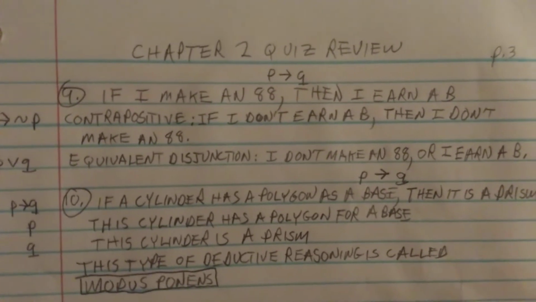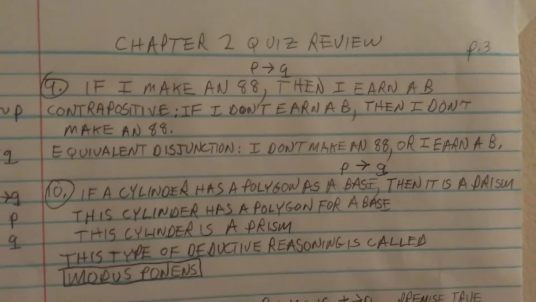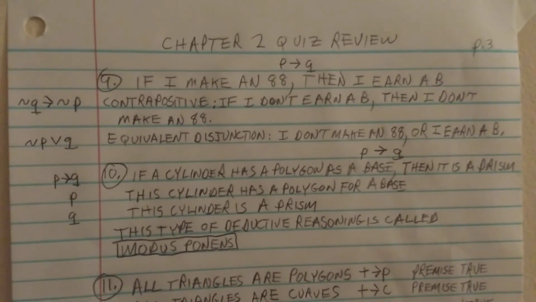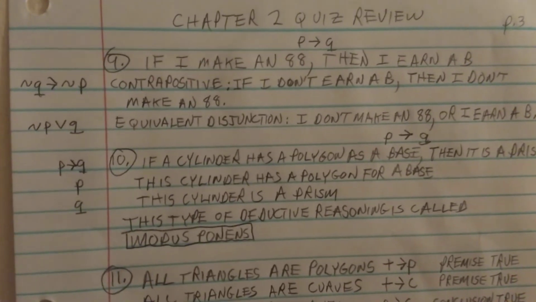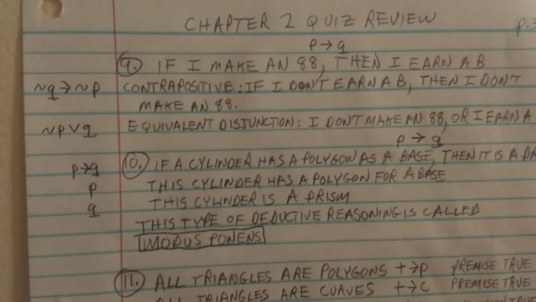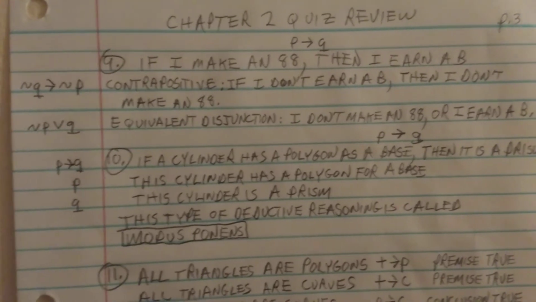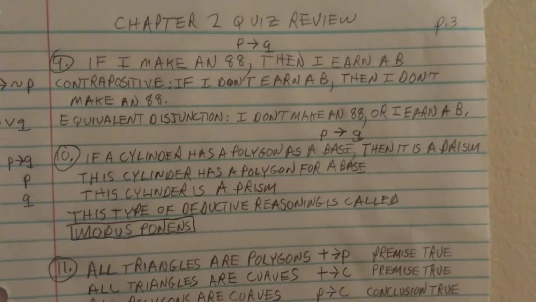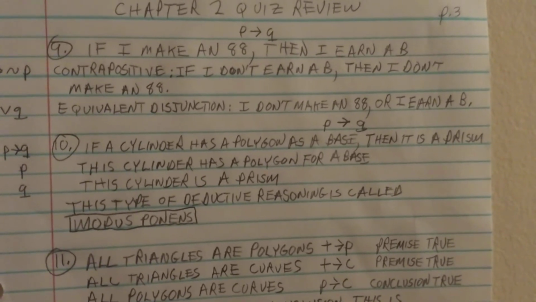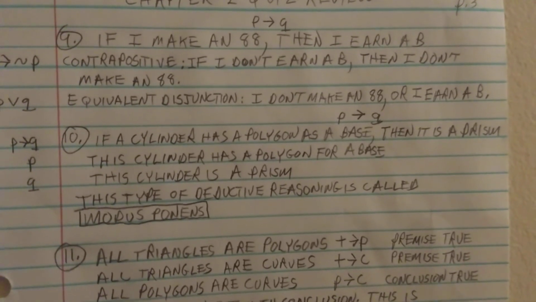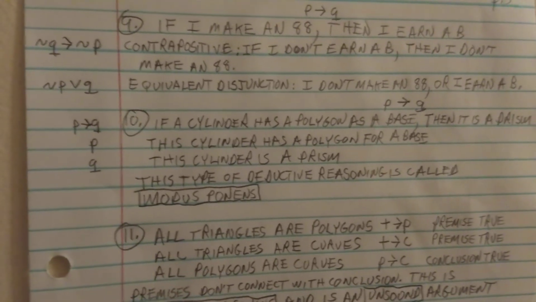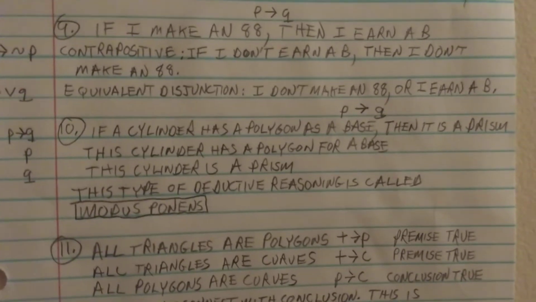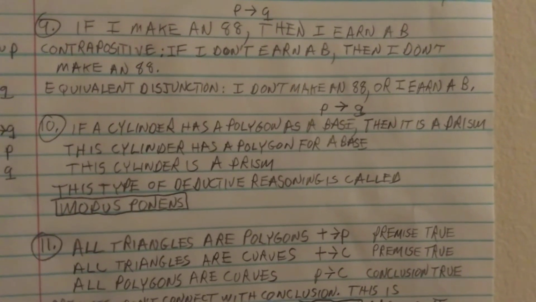On problem 9 it says, if I make an 88, then I earn a B. So that's my if P, then Q. Now we want to write the contrapositive, which is if not Q, then not P. So if I don't earn a B, then I don't make an 88. So it's backwards and opposite, or not. And then the equivalent disjunction is not P or Q. So that's I don't make an 88 or I earn a B.